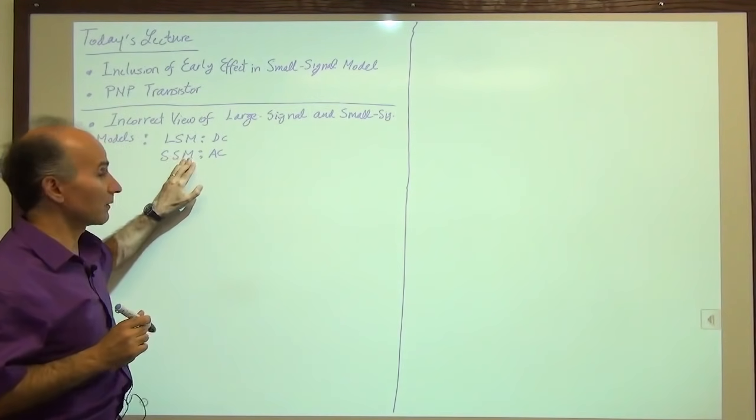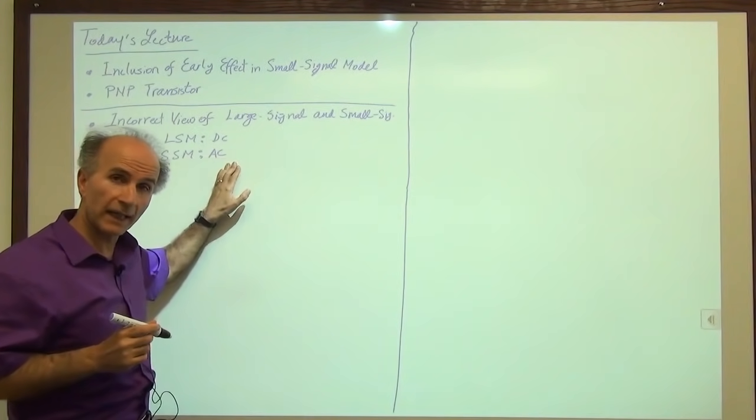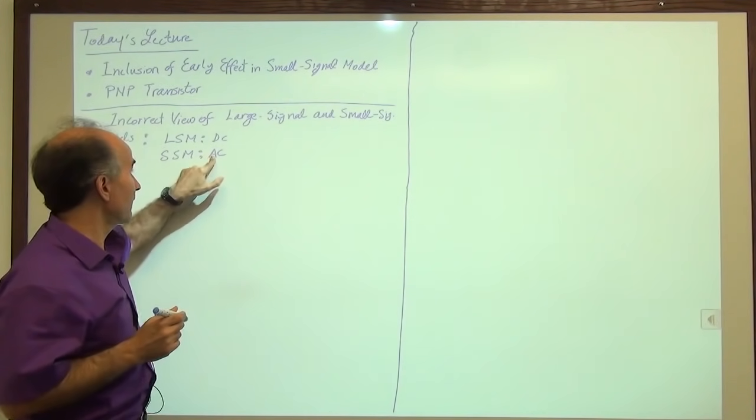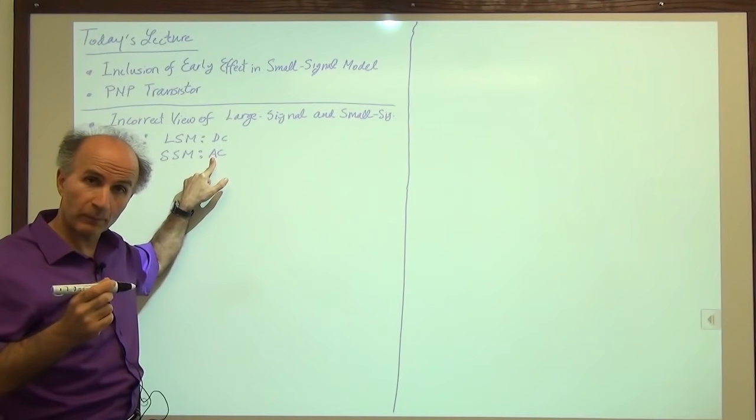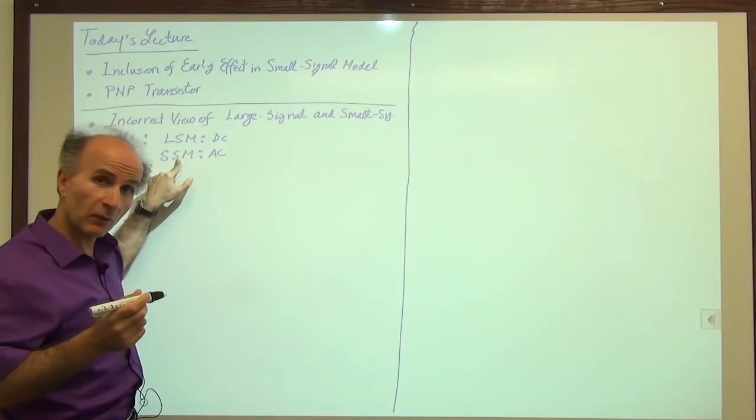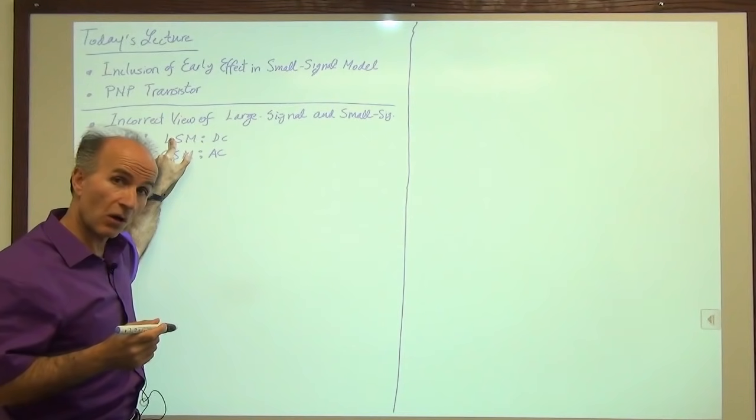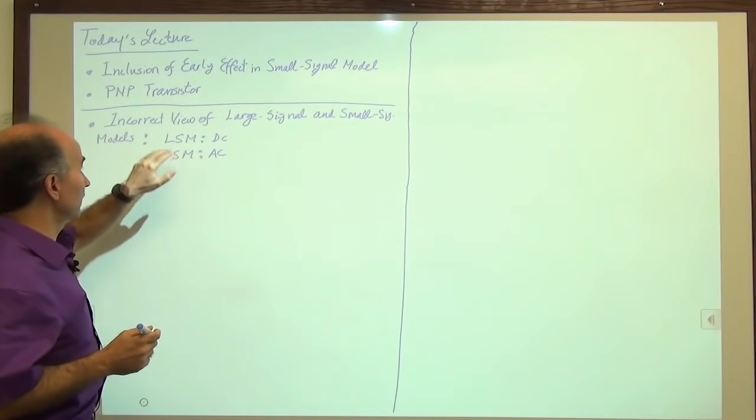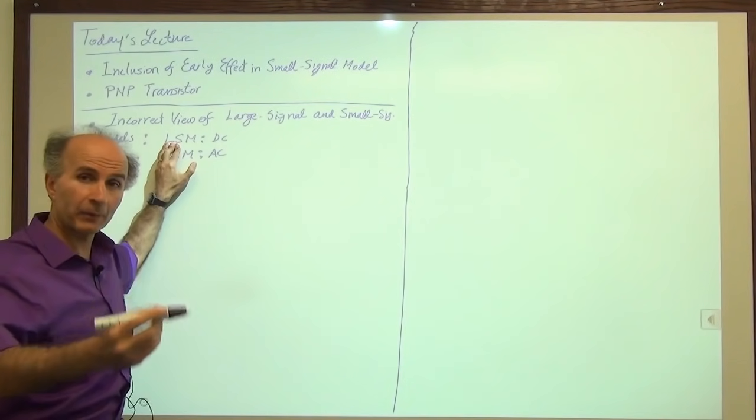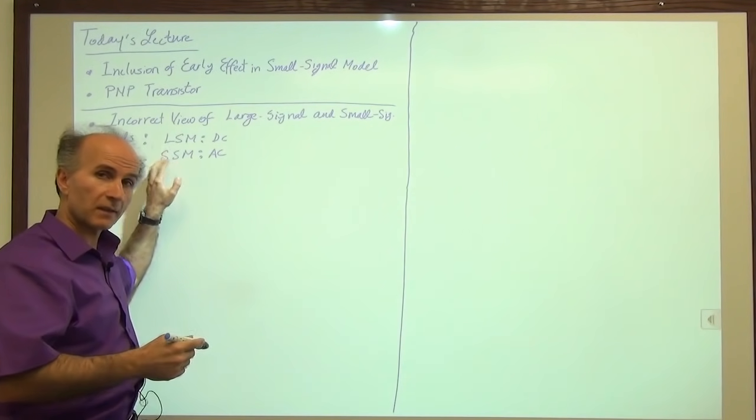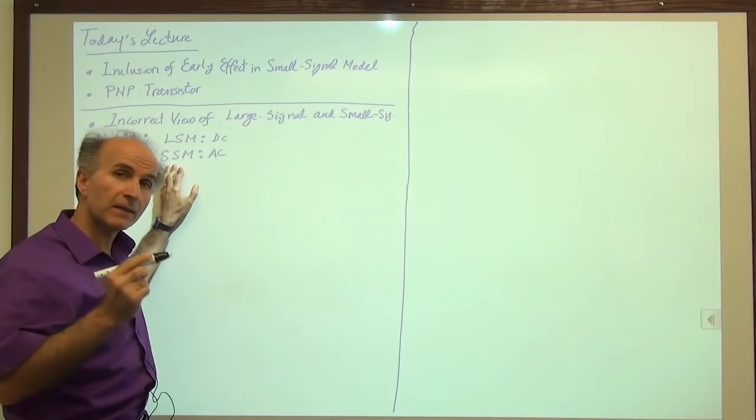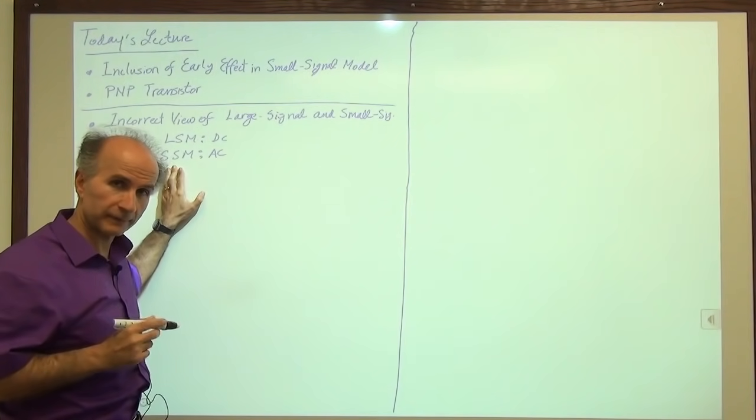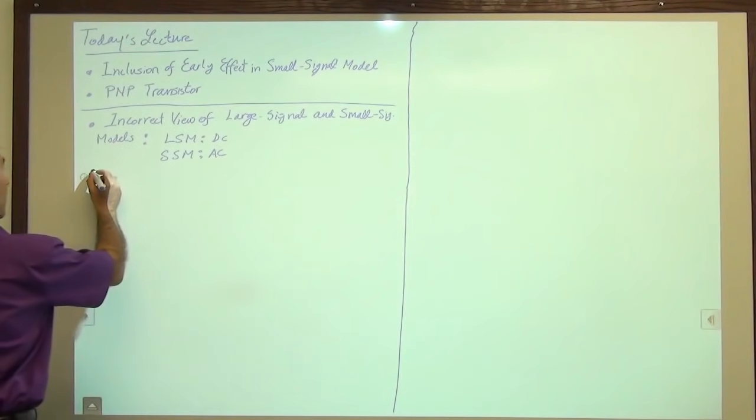Also, the small signal model doesn't mean that it's only AC or it's always AC. If we have an AC signal, but it's too large, then this model fails. We have to go back to the large signal model. So this is incorrect. Remember that the large signal model just deals with arbitrary signal levels, whereas the small signal model assumes small perturbations in the bias conditions. So that's something to remember.